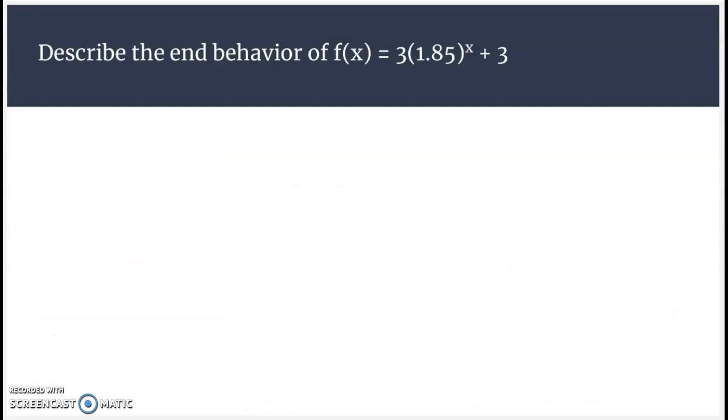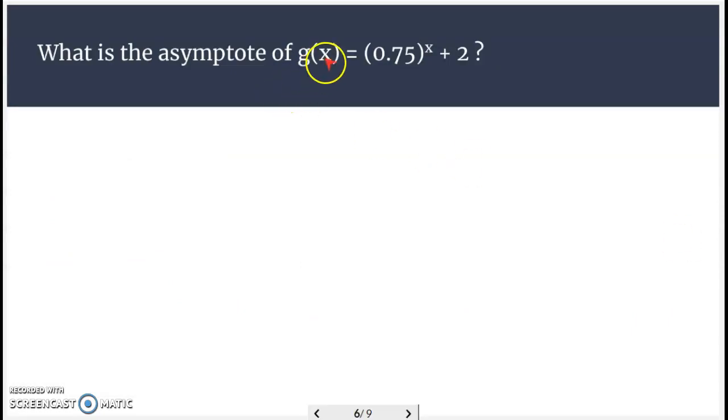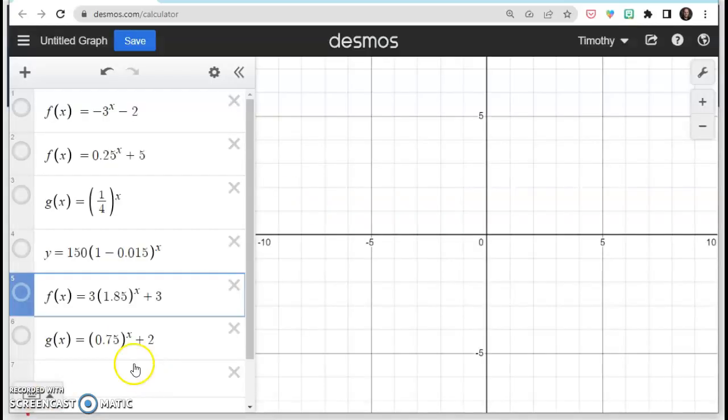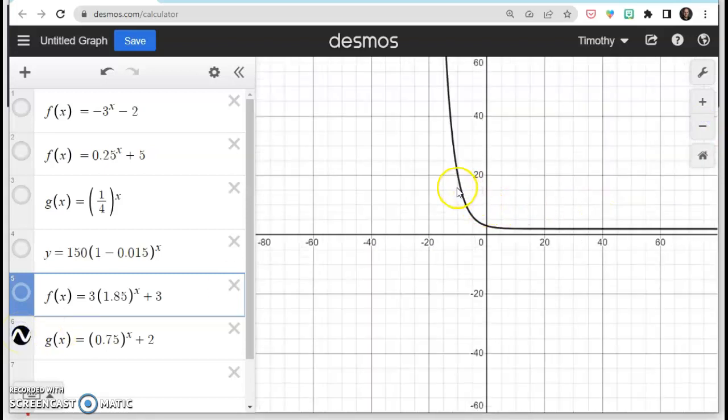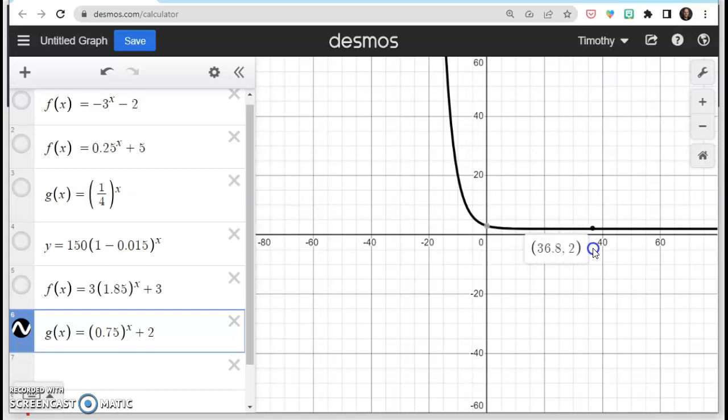Next one. What is the asymptote of g of x equals 0.75 to the x power plus 2? Back to Desmos. G of x equals 0.75 to the x. All right, and we can zoom out a little bit. Looks like it's leveling off. Look at the y values. Seems to be y equals 2.